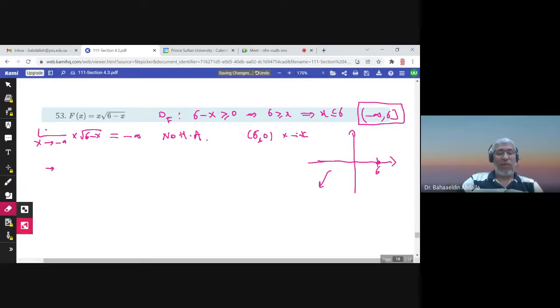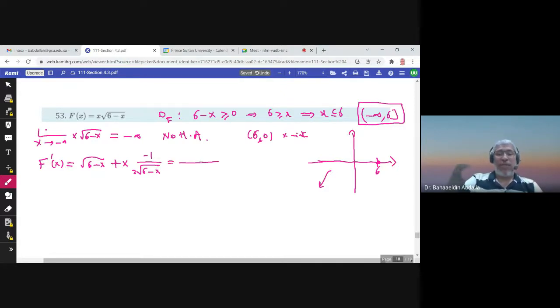All right, what else? So no vertical asymptote, no horizontal asymptote. Let us go to f capital prime. I'll use the product rule. Derivative of x is 1 times the square root plus x times the derivative of the square root, which is 1 over 2 times the square root times the derivative of what is inside the square root, the radicand, negative 1.